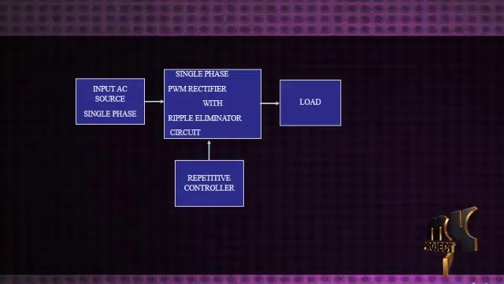In this proposed flow diagram, the input source is an AC source. That AC source is a single phase AC source. Then that source is fed into a single phase PWM rectifier with ripple eliminator circuits, and a controller is used to trigger the single phase PWM rectifier switches, and finally the output of the PWM rectifier is fed into the load. The load may be a resistive, inductive or capacitive load.